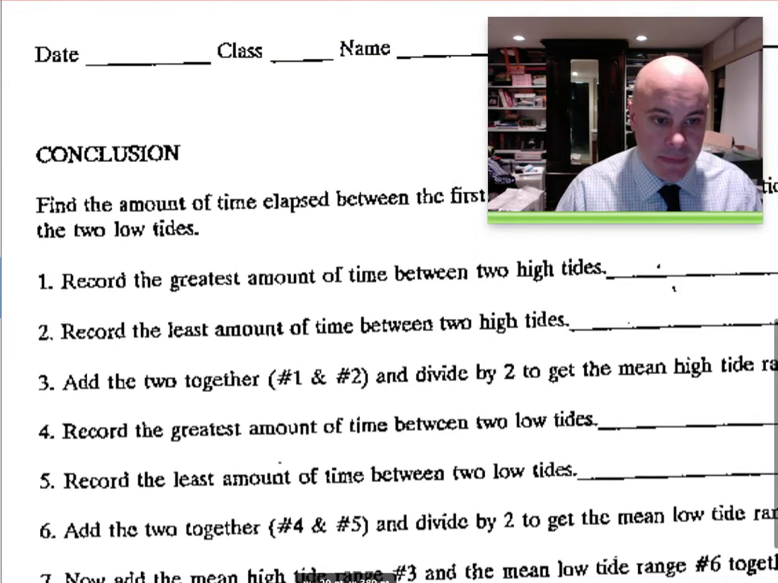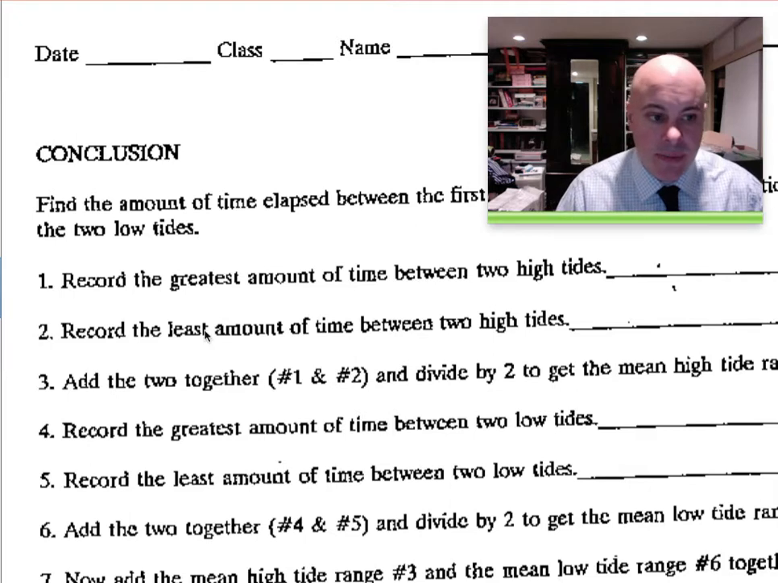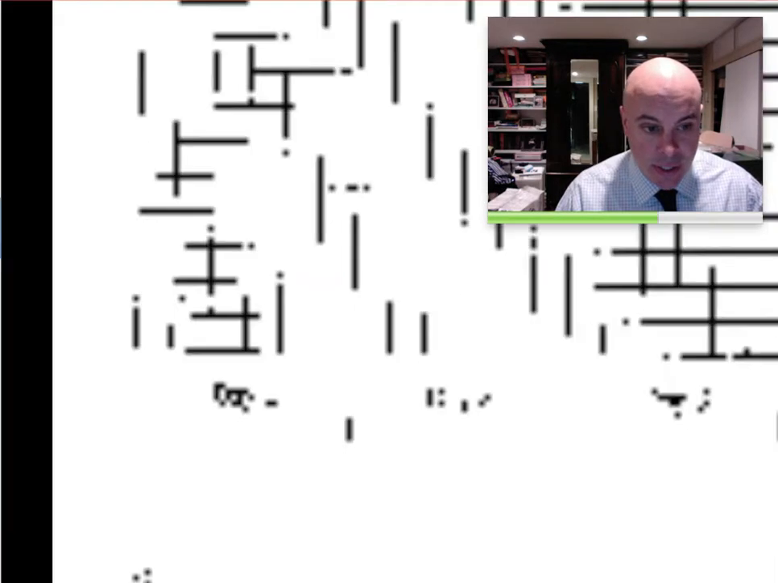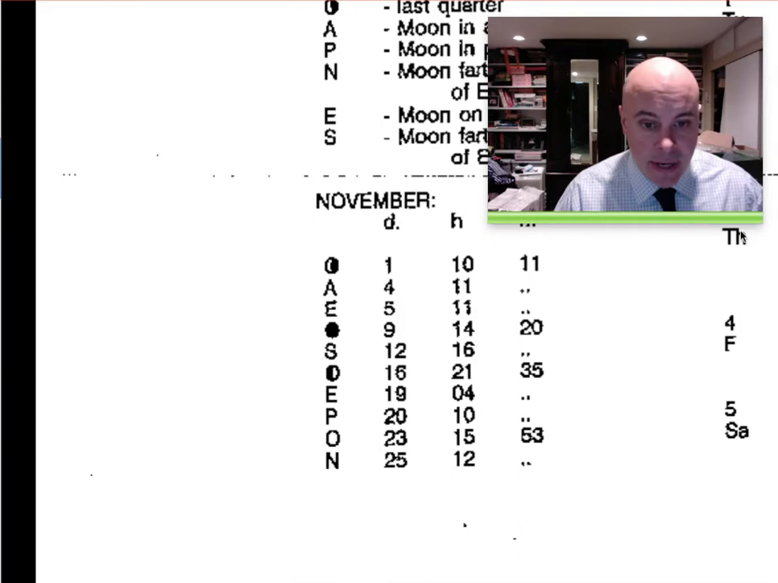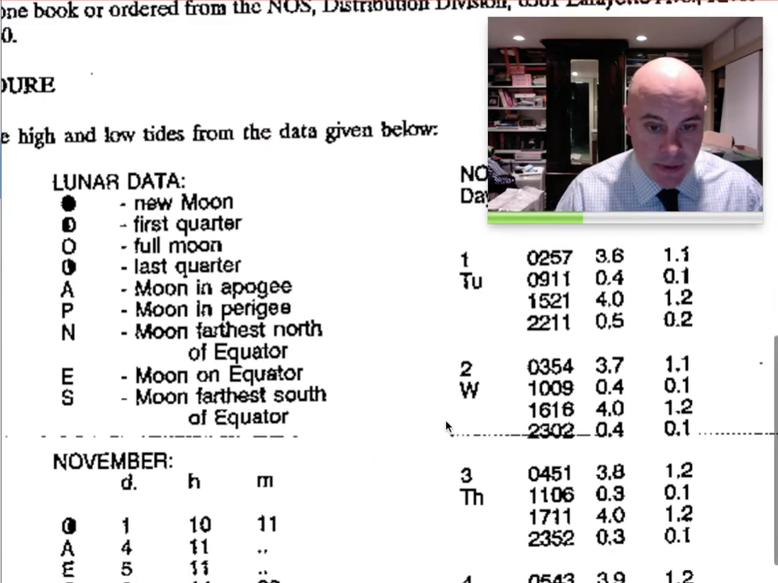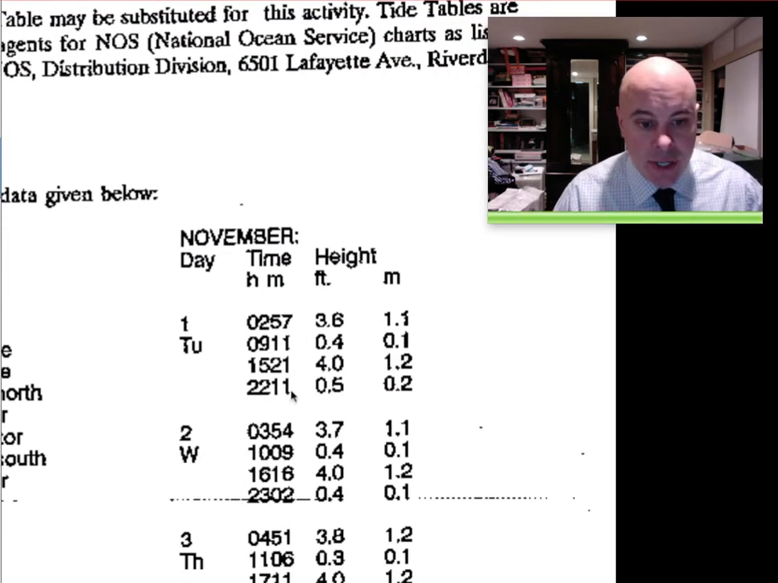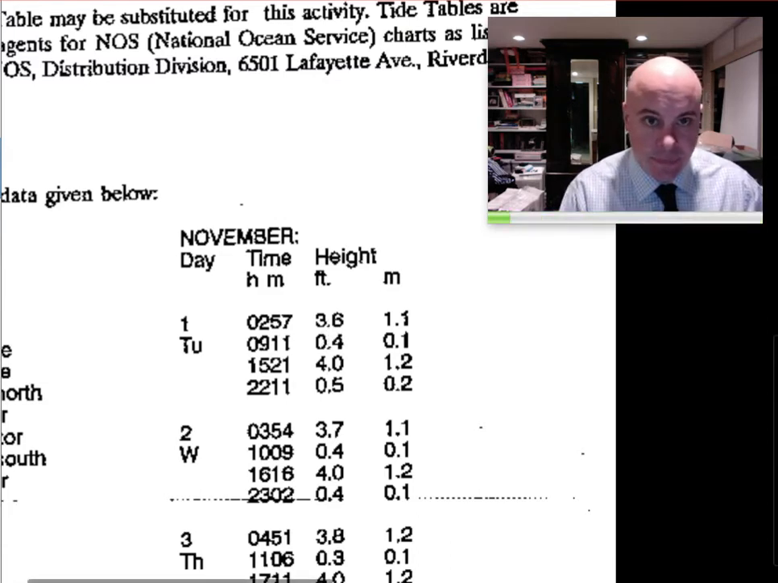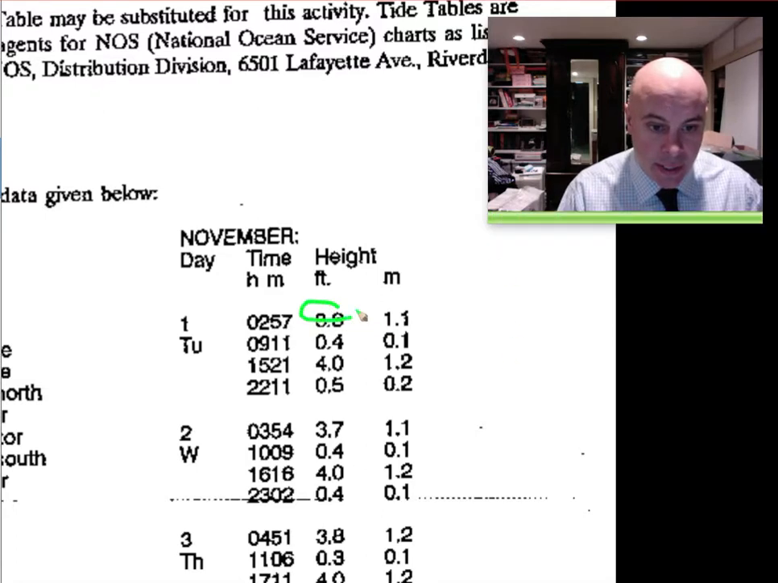All right, so the questions are based on your graph and on the first page of the lab. It says record the greatest amount of time between 2 high tides. So you could either use your graph or come here. And I'm going to come here just because my graph is gone now. So you look at your high tides. How do you know which ones your high tides are? Your high tides are here, the highest numbers for the day. All right, so these are your high tides.